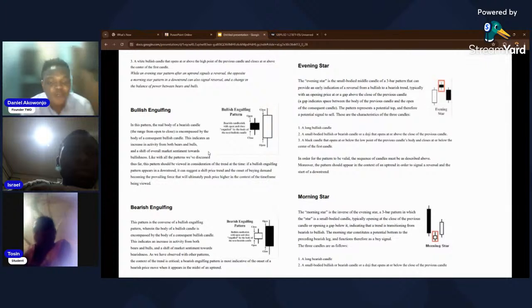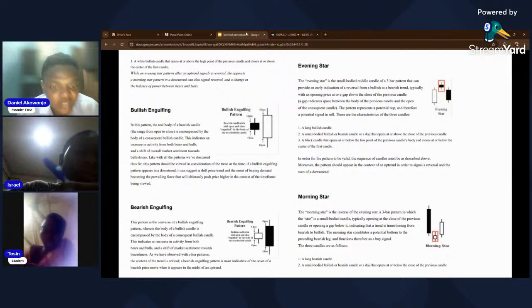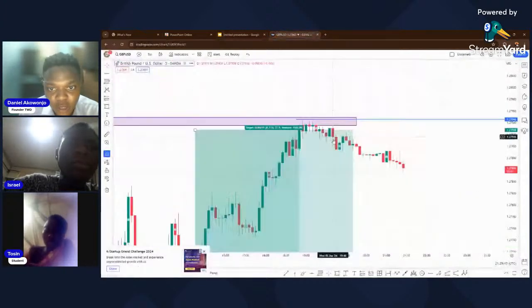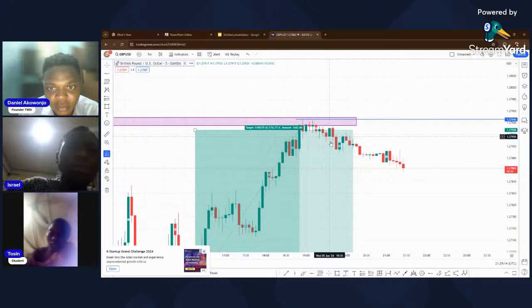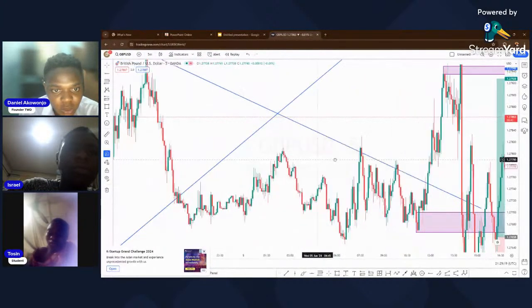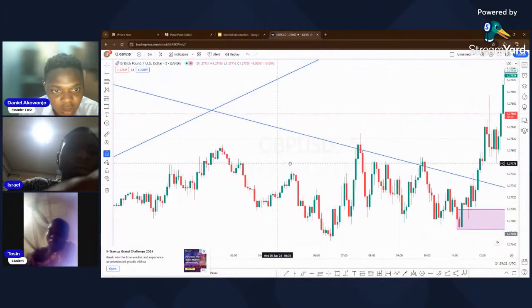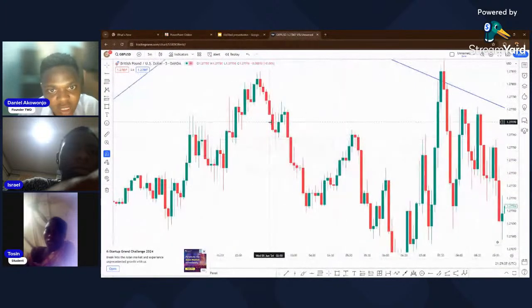The bearish engulfing, the opposite, right? Bullish engulfing, bearish engulfing. You should understand that when you see a bearish engulfing, it should be at the top of a resistance zone. It should be at the resistance zone. Do you understand? And when you see something like that, what you want to do is sell. You don't want to do any other thing than sell. Do you understand? You see this candlestick here?